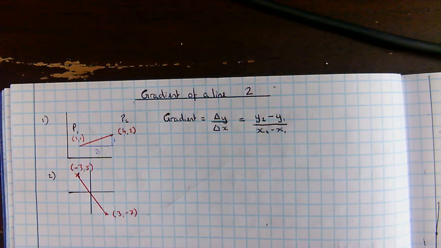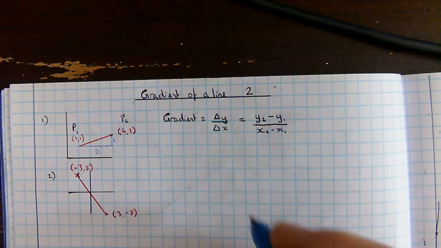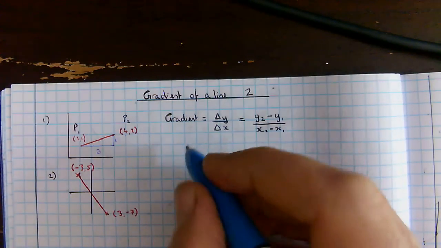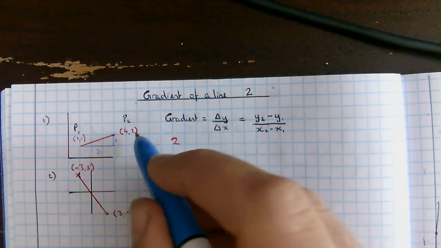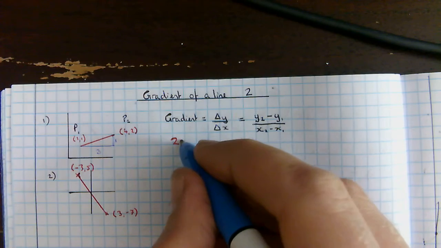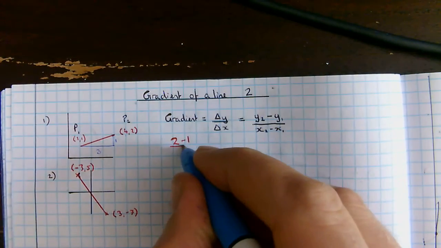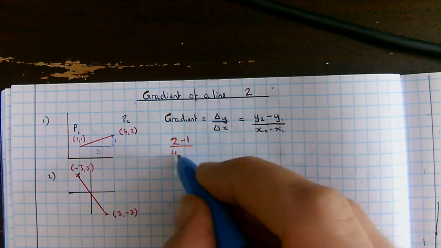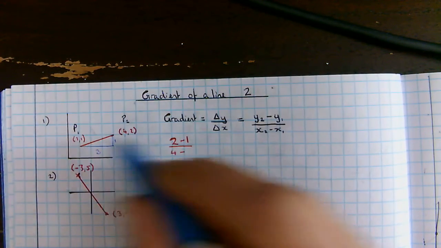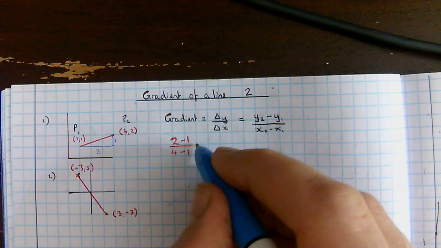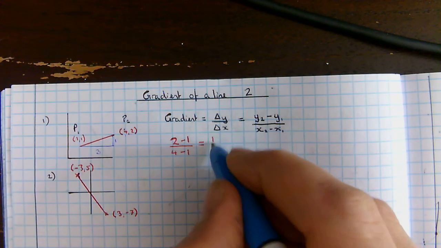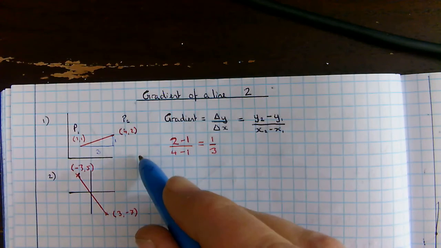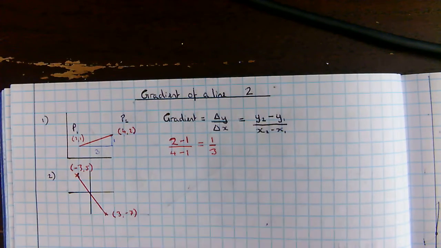So, let's substitute into our formula and check that we do get an answer of a third. So the y-coordinate of point 2 is 2. The y-coordinate of point 1 is 1. 2 take away 1. Divided by the x-coordinate of point 2, which is 4. Take away the x-coordinate of point 1, which is 1. 2 take away 1 is 1. 4 take away 1 is 3. So it does give me my gradient of a third. Well, let's try it here.